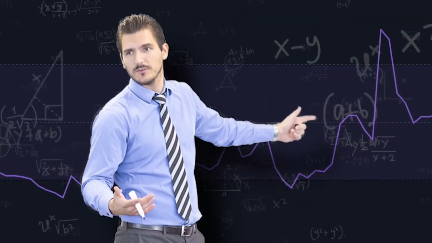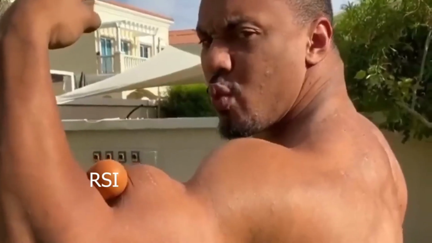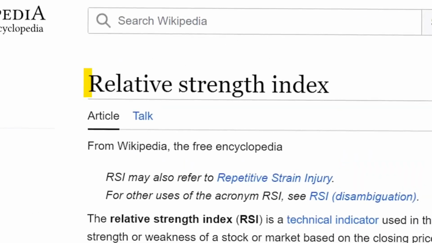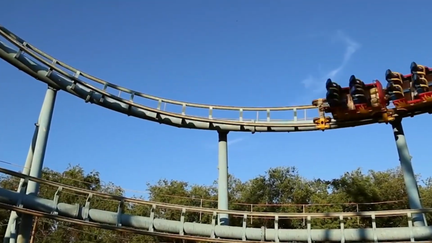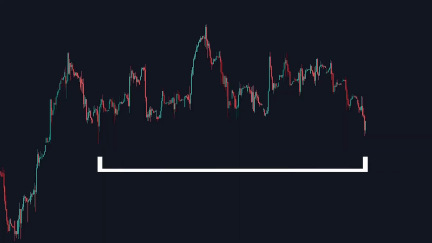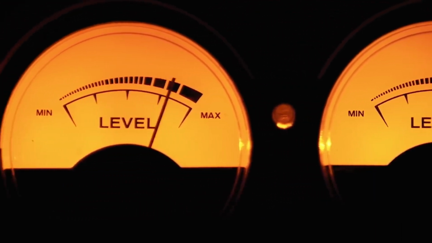Okay, so as a little history lesson, the RSI indicator measures strength. After all, it's called the Relative Strength Index. This indicator is a momentum oscillator. It measures the speed and change over a set number of bars, and it oscillates between 0 and 100.